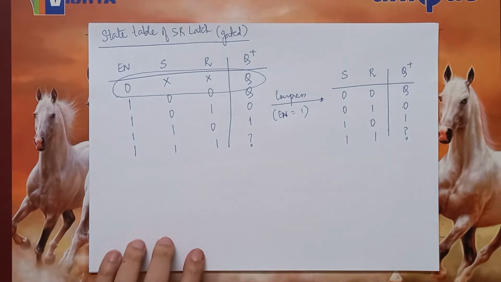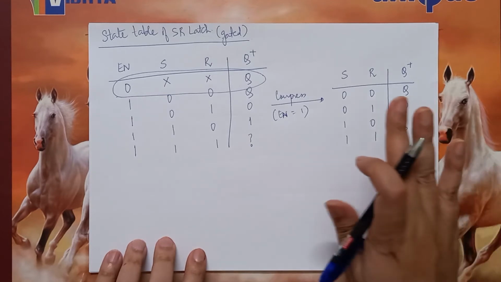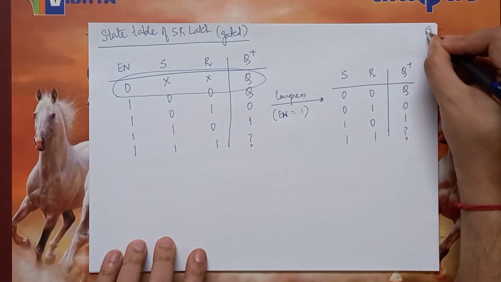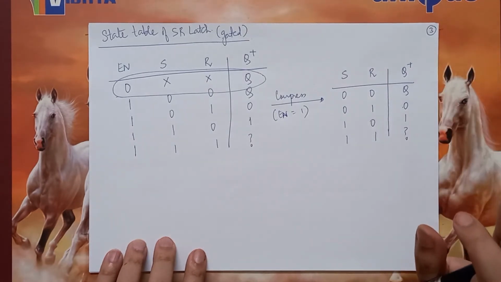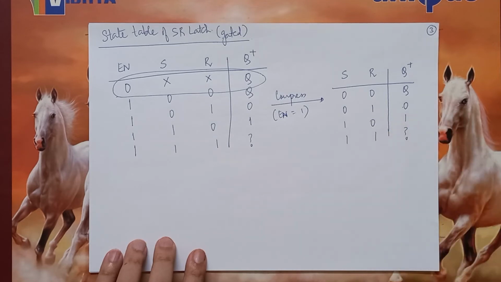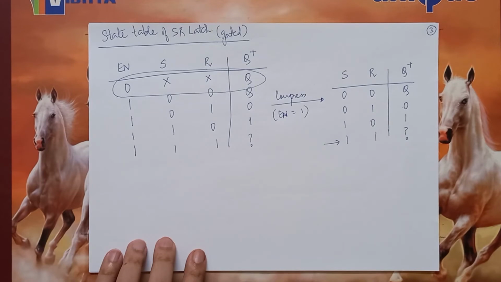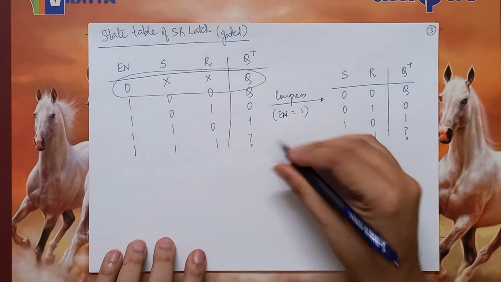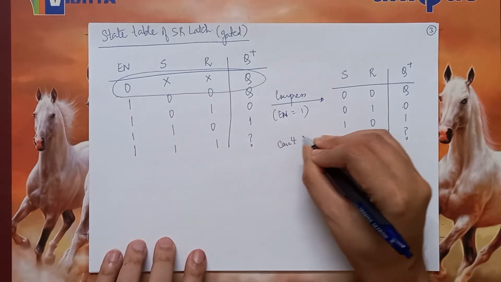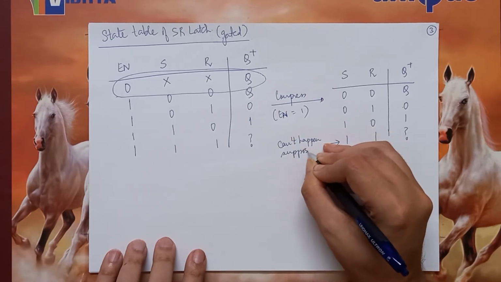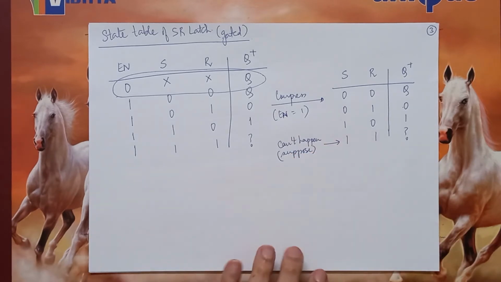Now what we will do is to look at this state table more deeply. There is one thing which we still have to solve. That is the case of the forbidden state. Now suppose we say that as engineers we are careful. We say that we will never ever give 1 and 1 to S and R. So we will treat this as a can't happen scenario.